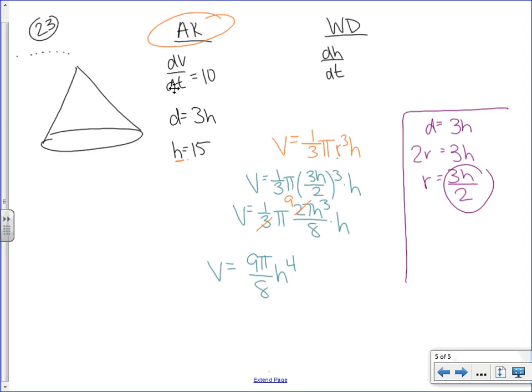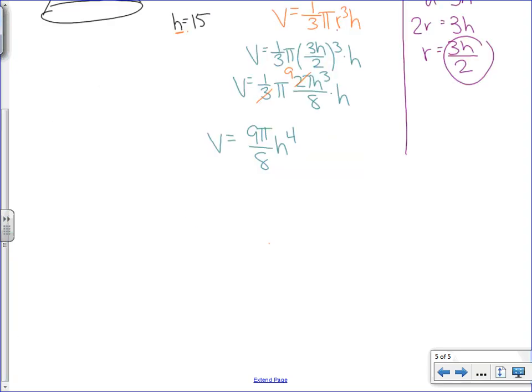Okay, that was an awkward pause. Let's see. We got everything. Oh, we got rid of the r's. We plugged in everything with h's. So now we can finally take the derivative of both sides, which is a different color.